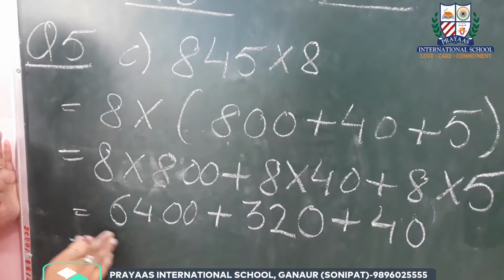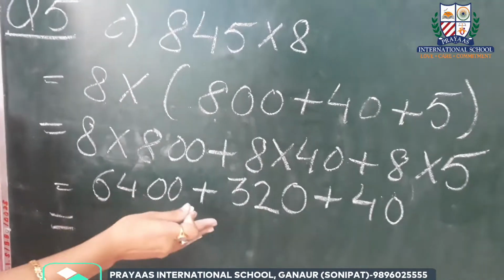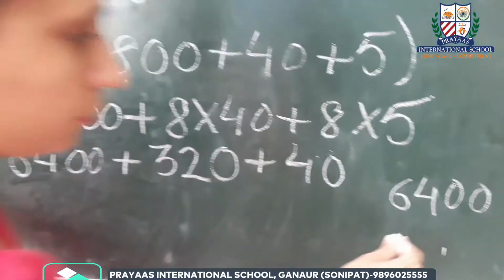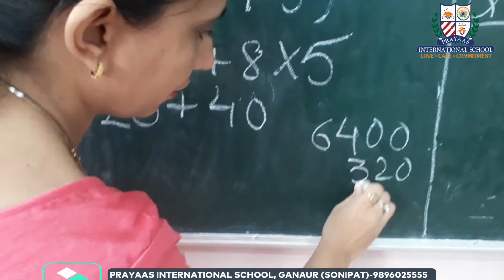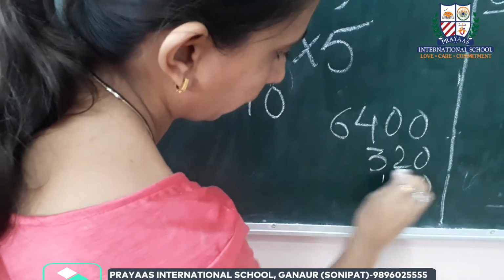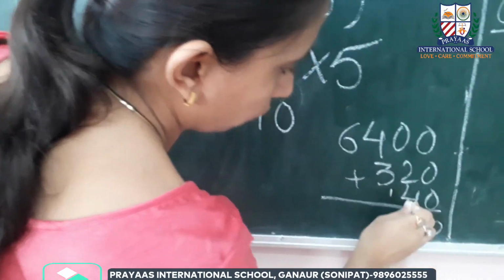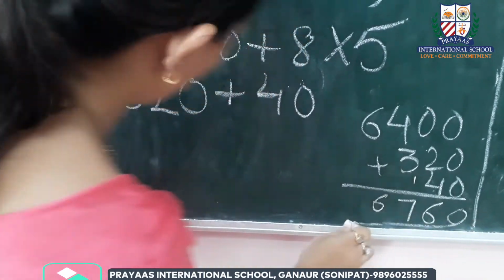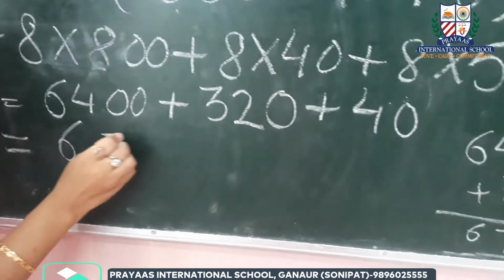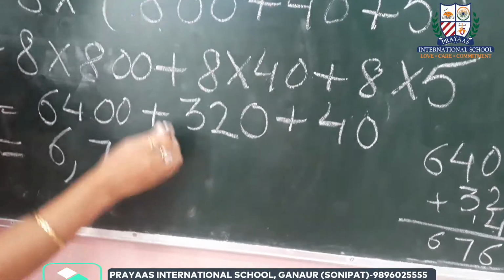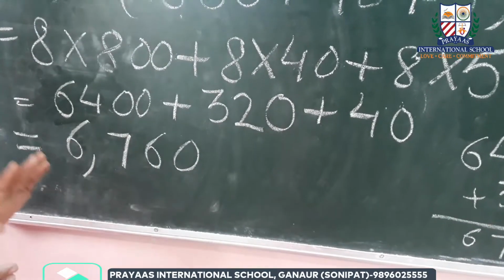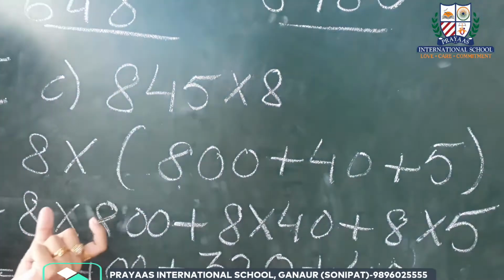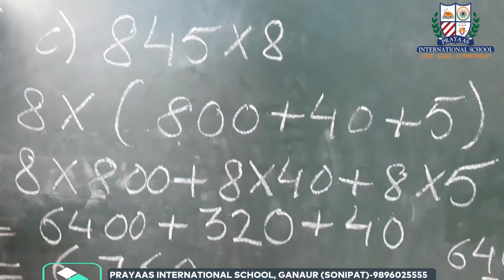Now you have to add all of this. If you want, you can add the first part, 320 plus 40. 4 plus 2, 6. 4 plus 3, 7. So your answer will be 6760. Now see in this question, it would have been a long multiplication if we had multiplied 845 by 8, but by this way we have made it easier.